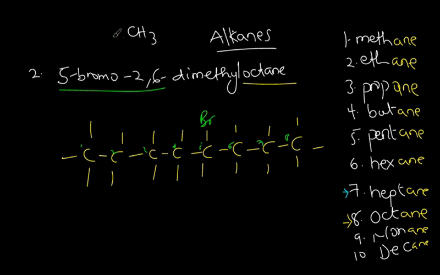Then we have 2,6-dimethyl. So we have a methyl group, this group. Okay, one is on position number 2, one is on position number 6. Okay, so it means this is carbon 2, so we can write the methyl over the CH3 at the top over here, and then carbon 6, this is carbon 6, we can write another CH3 over here.